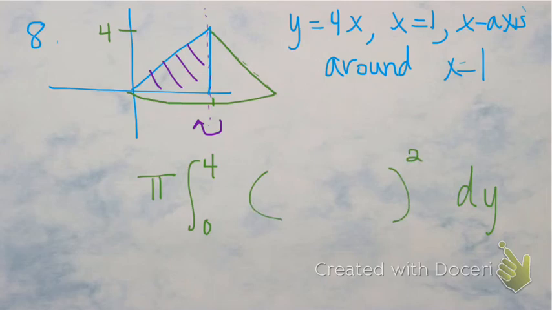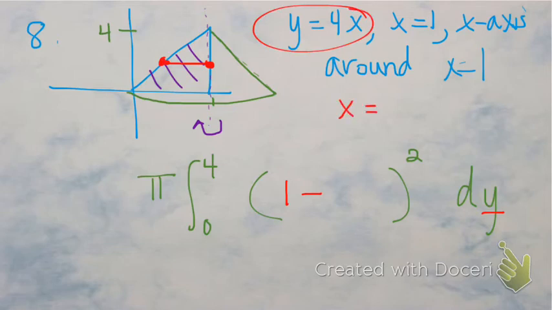Let's draw the radius. Start where you're rotating and go to the outside. You're rotating around 1, so it's going to be 1 minus the function. Now remember, these are y's, so the function has to be in terms of y, so I need to go up here and solve. Divide by 4, I get x equals y over 4. So this is y over 4 inside of the parentheses.